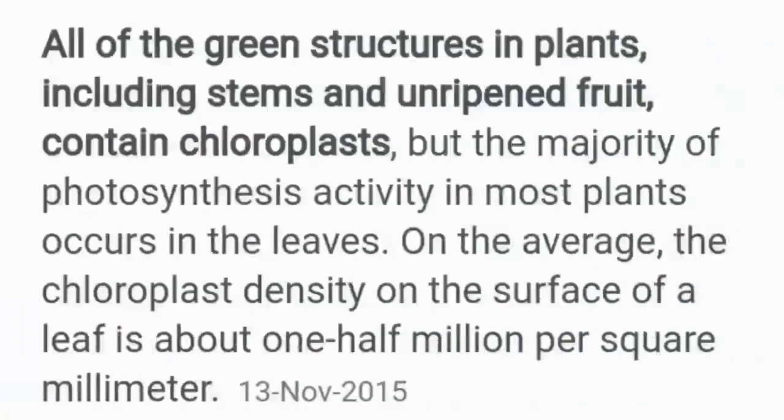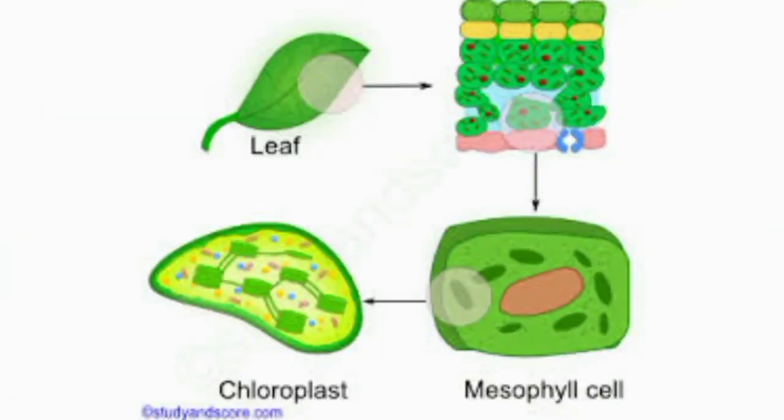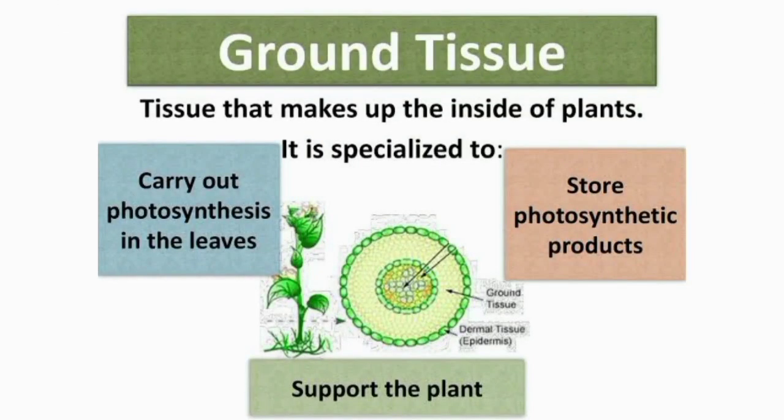So what are the ground tissues of the plants? Any tissue of the plant which does not belong to the dermal tissue layer, or the xylem and phloem, means the vascular bundles. Xylem and phloem are known as the vascular bundles. So ground tissues are those tissues that make up the inside part of the plant, not the outer part.